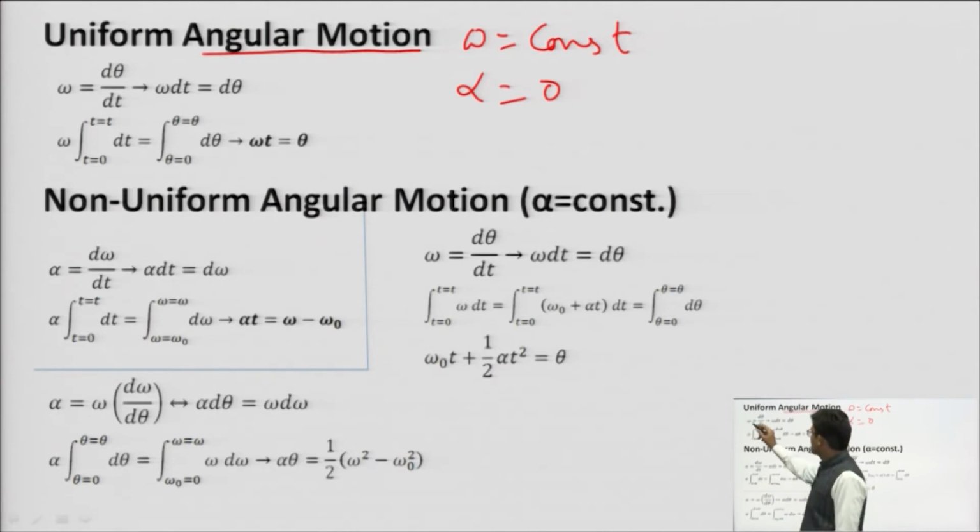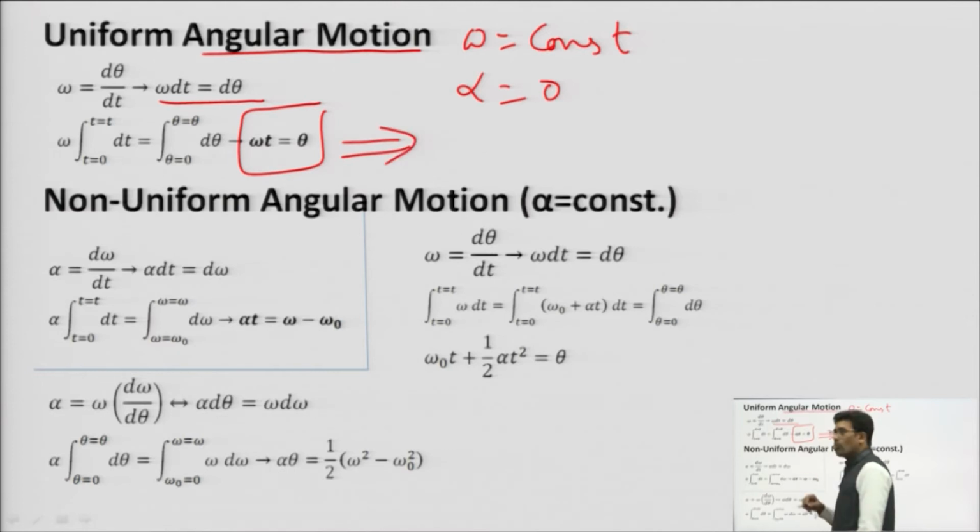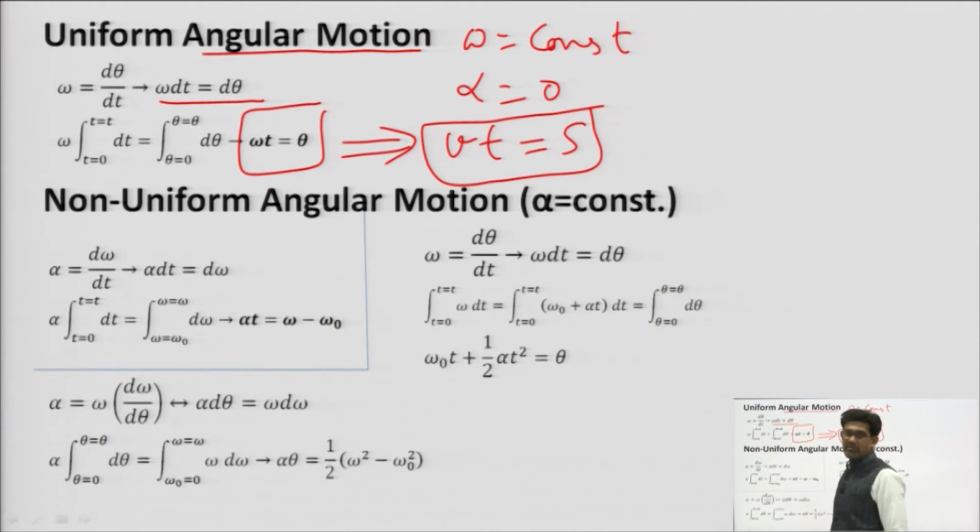So, we will have omega is equal to d theta by dt, which means omega dt equals d theta. Omega can be taken out in the integration. So, omega t is equal to theta. In linear motion, in place of omega, v was there, t is t, and in place of theta it was s.